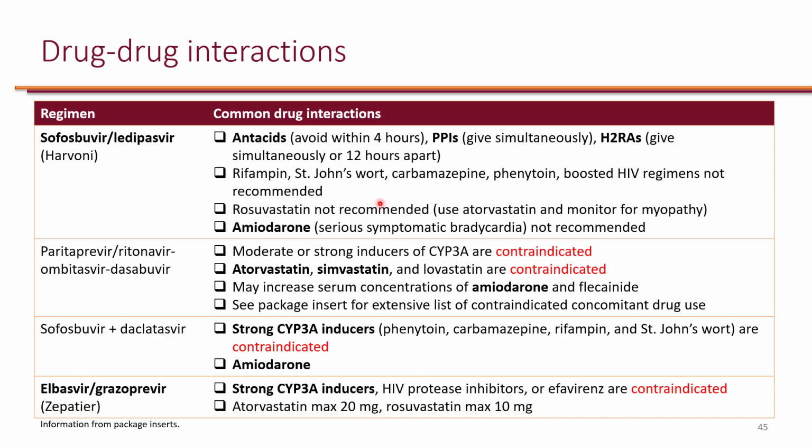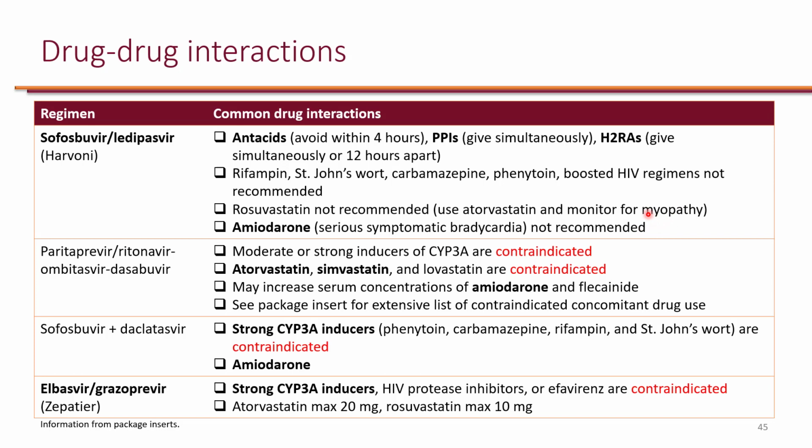Now note that with these drug interactions, some of them are contraindications and some of them are not a contraindication, they're just not recommended. So for example, rifampin and St. John's wort are P glycoprotein inducers, and their concomitant use with Harvoni is not recommended, along with some other agents. When it comes to statins, rosuvastatin is not recommended. It's okay to use atorvastatin, which you will most commonly see in practice. For those patients, you should just monitor for symptoms of myopathy.